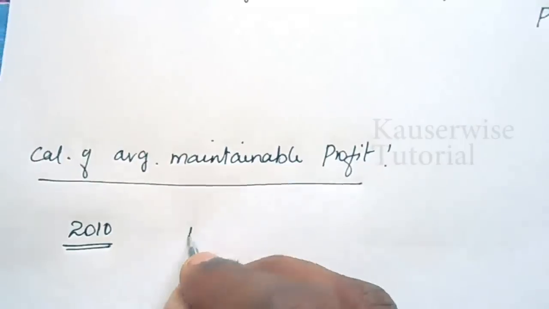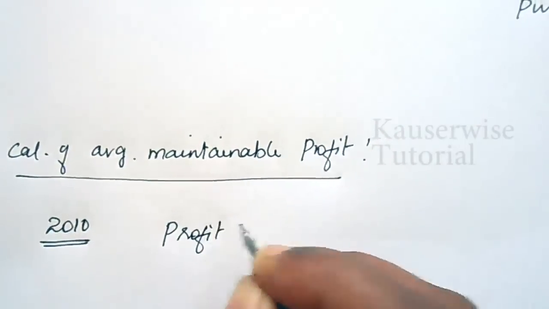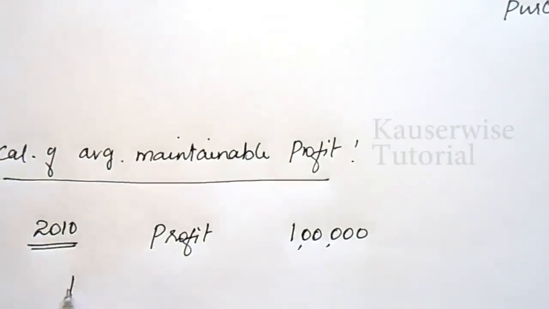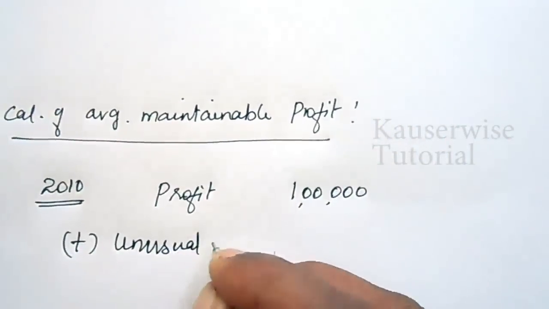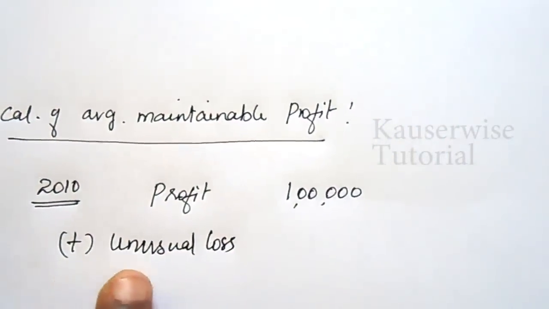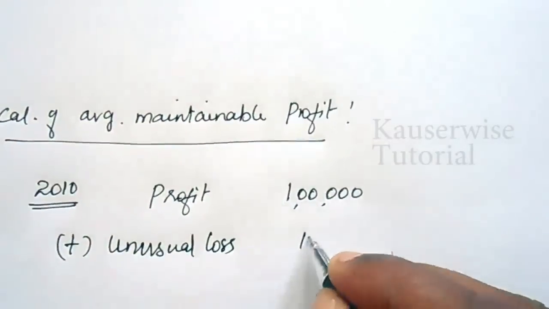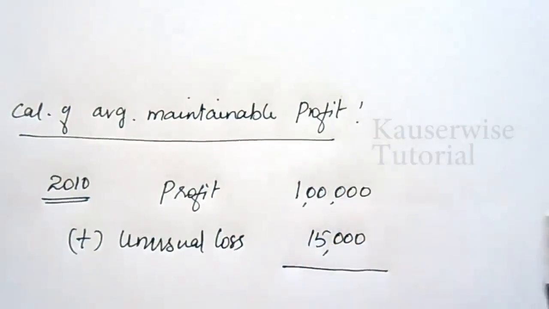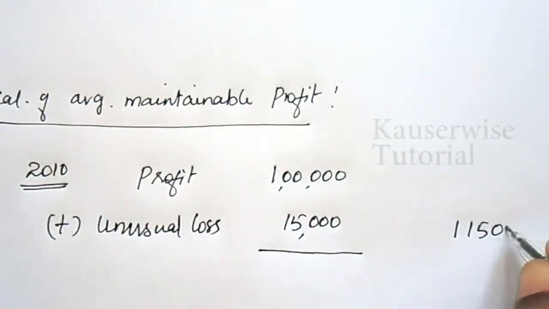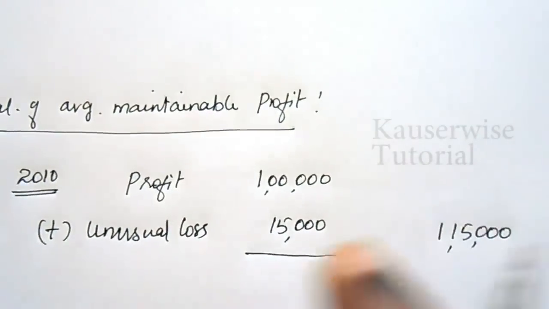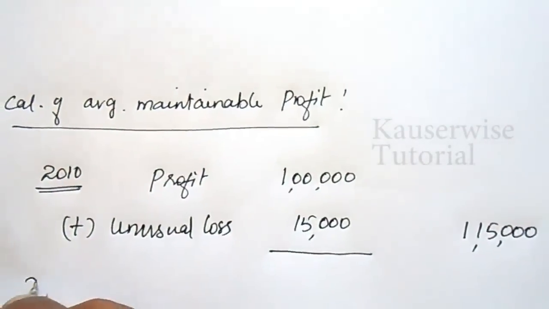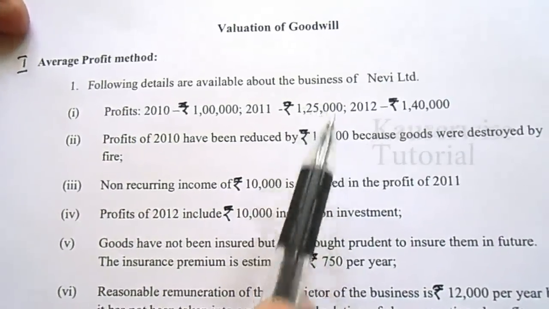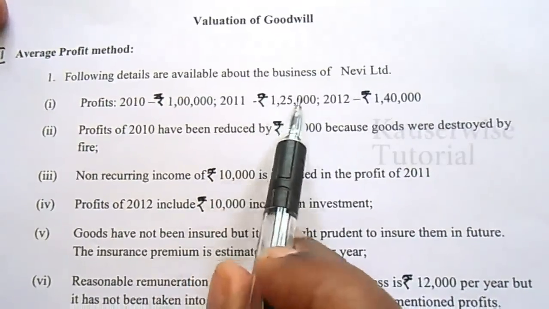2010 profit how much? 1 lakh. Add unusual losses. How much? 15,000 unusual loss due to fire. So add along with this. Now 1,15,000 profit for 2010. In the same way for next year 2011, 1,25,000. Just find any adjustment regarding 2011 here.